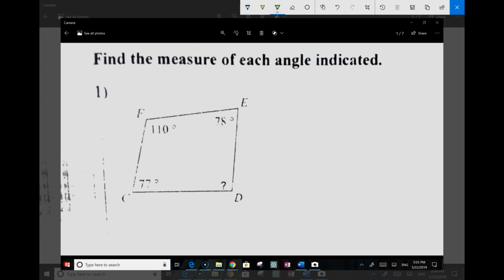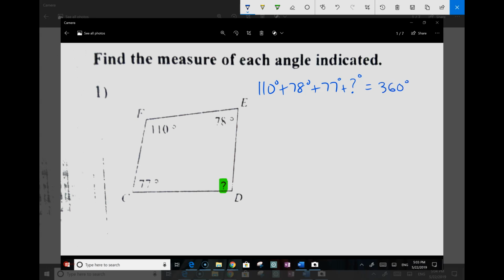In this question, what we have to do is figure out the value of that missing angle. To do this, I will take what I know, which are these three angles, and I will create an equation out of them. It would look something like this. You would take 110 degrees and you would add 78 degrees to that. Sorry, that looks like 780. Then you would add 77 degrees to that. And then finally you would include that question mark, so plus the value of the question mark. All that together is going to give you 360 degrees.